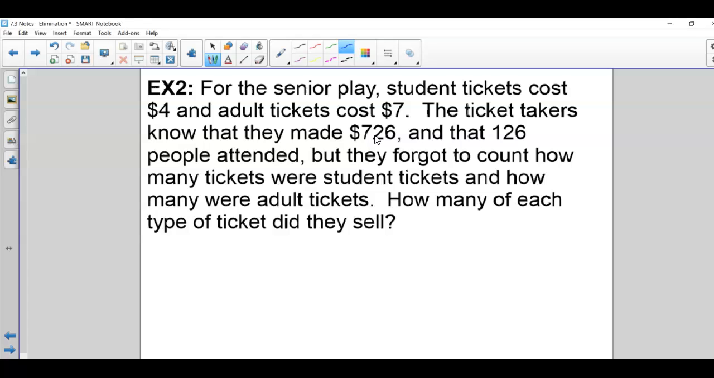So, for this, you're going to write two equations. And that's pretty much the case for most of these. I mean, you're going to write two equations for all of these. But usually, there's a sentence for one equation and there's a sentence for another.